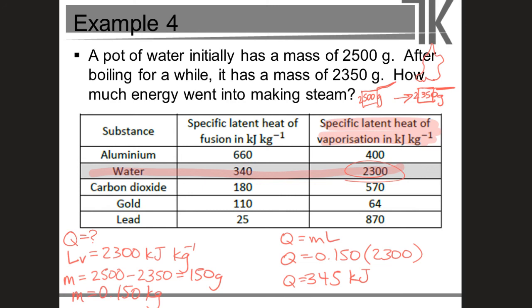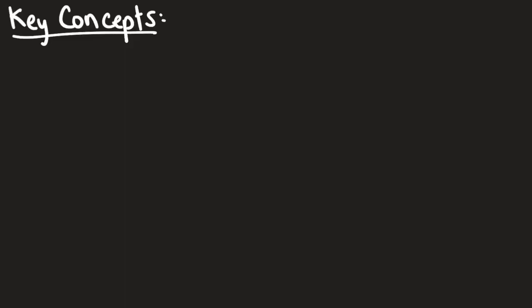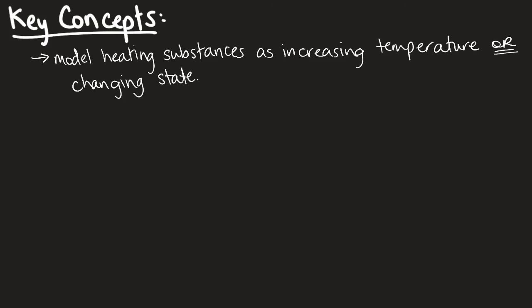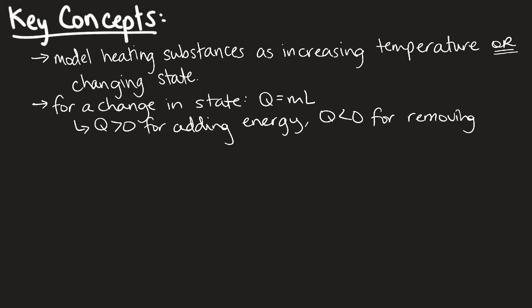And we're just going to summarize what we've learned here with some key concepts. So just like our specific heat capacity video, we model heating substances as increasing the temperature or changing state. For a change in state, Q equals ml. And just like our specific heat capacity, Q is positive for adding energy and Q is negative for removing energy. And again, we need to be careful with the units. So Q is often given in kilojoules. Mass can sometimes be given in grams, and that always needs to be converted to kilograms.